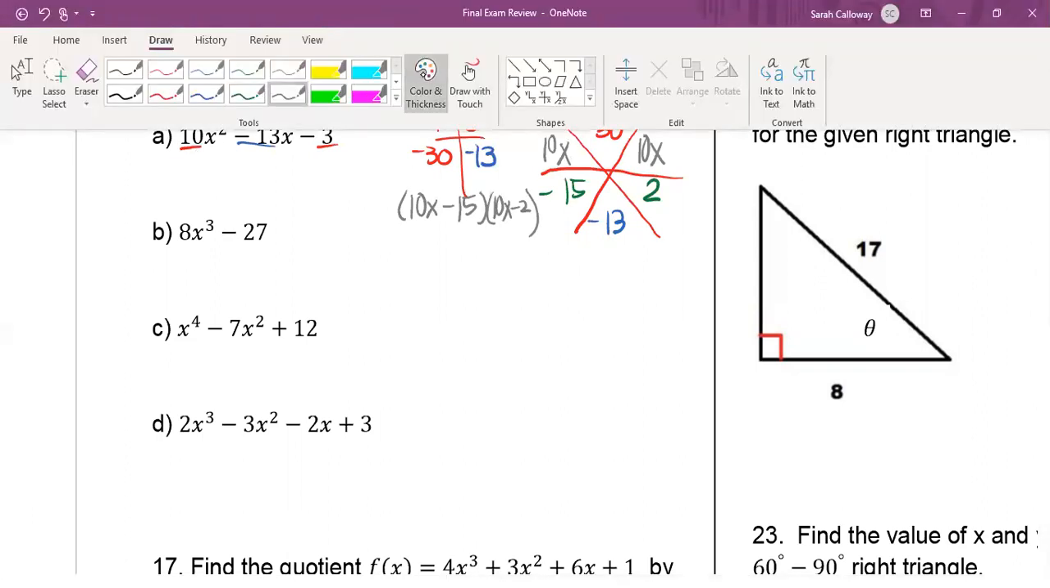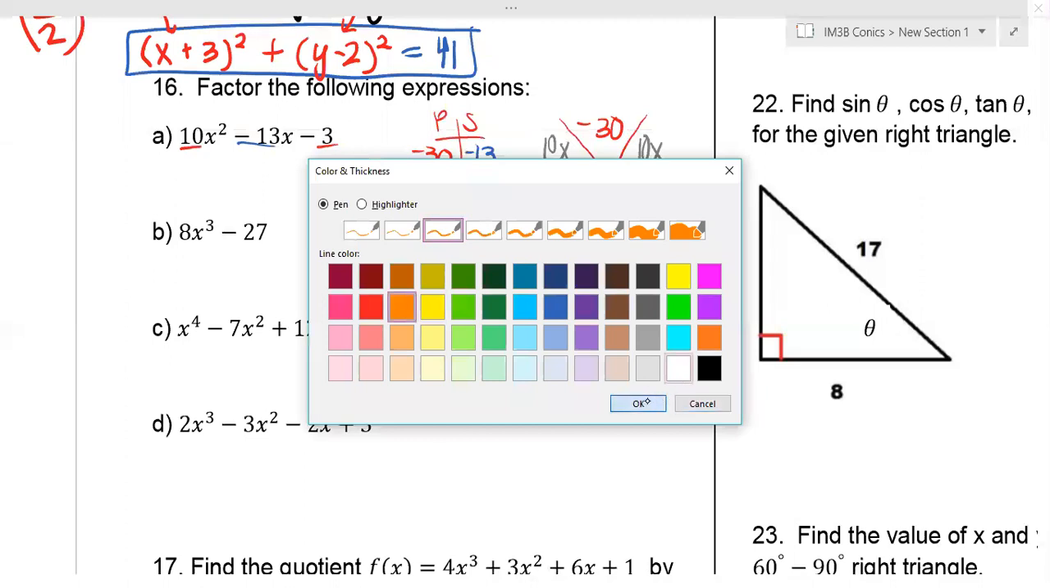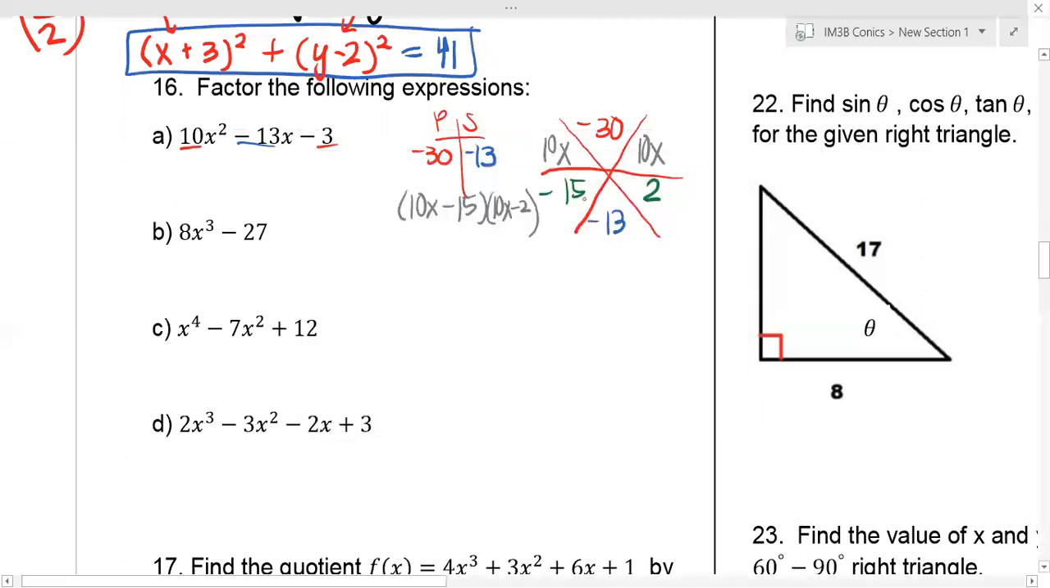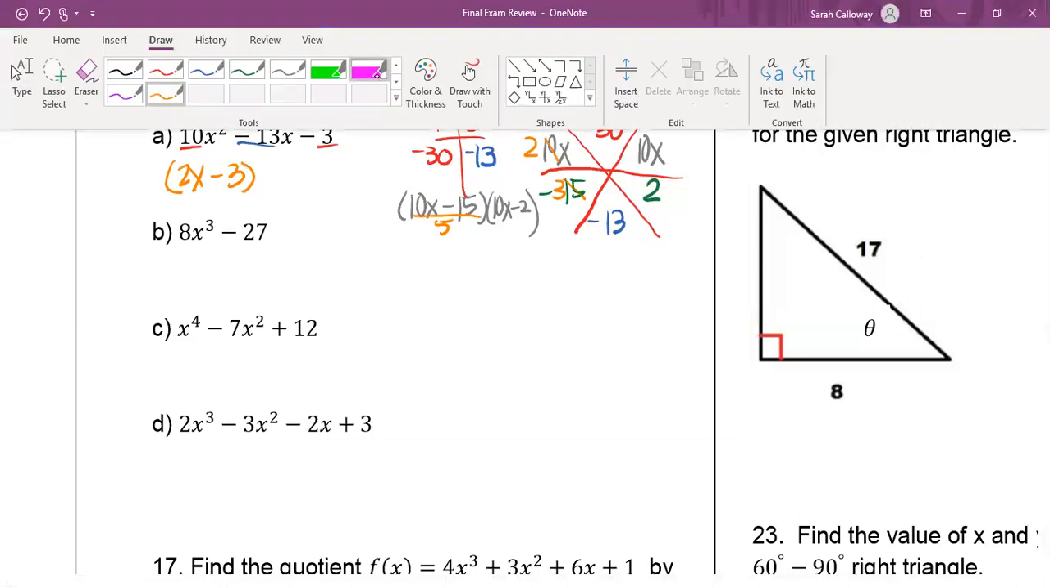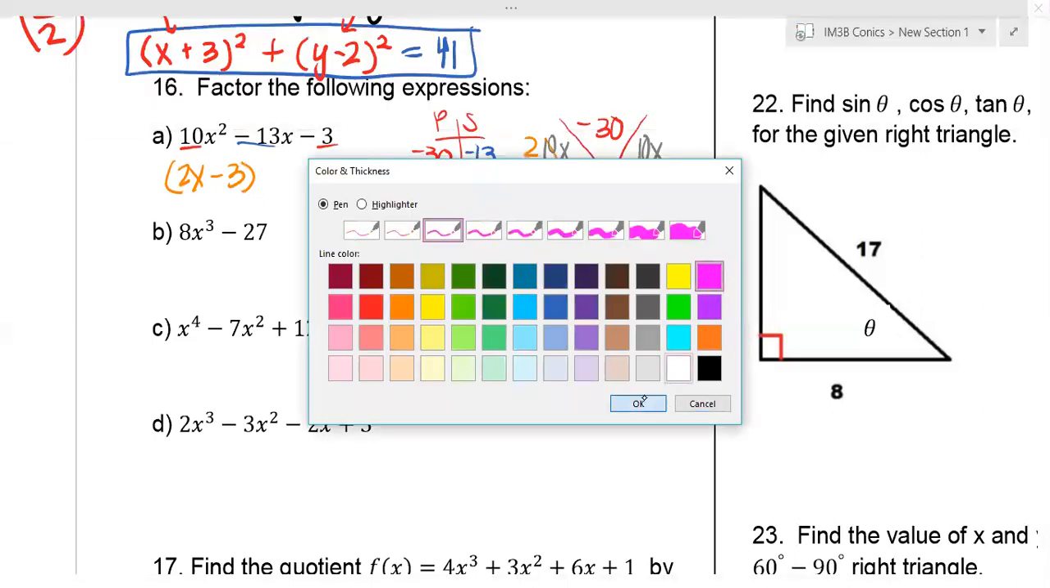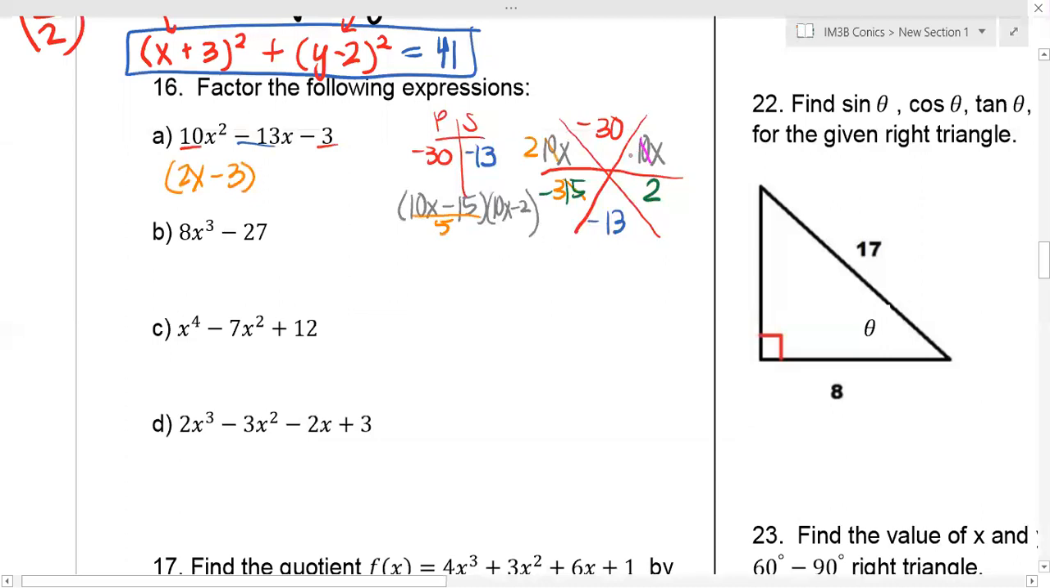And so notice that if we do simplify this, we can divide the first one by 5, right? So if I divide this by 5, I get 2x minus 3. And then if I go ahead and divide the other one by 2, then I get 5x plus 1. So you always want to double check at least, does 5x times 2x make 10x squared, and does -3 times +1 make -3? So that's factoring when A isn't 1.